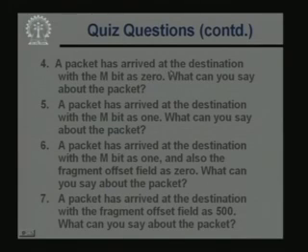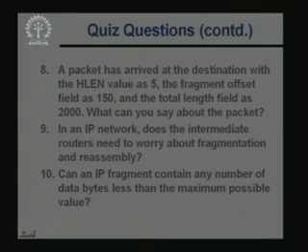A packet arrives with the M bit as 0, what can you say about the packet? A packet arrives with the M bit as 1, what can you say about the packet? A packet arrives with the M bit as 1 and the fragment offset as 0, what can you say about the packet? A packet arrives with the fragment offset as 500, what can you say about the packet? A packet arrives with header length 5, fragment offset 150 and the total length 2000, what can you say about the packet? In an IP network, do the intermediate routers need to worry about fragmentation and reassembly? Can an IP fragment contain any number of data bytes less than the maximum possible value?